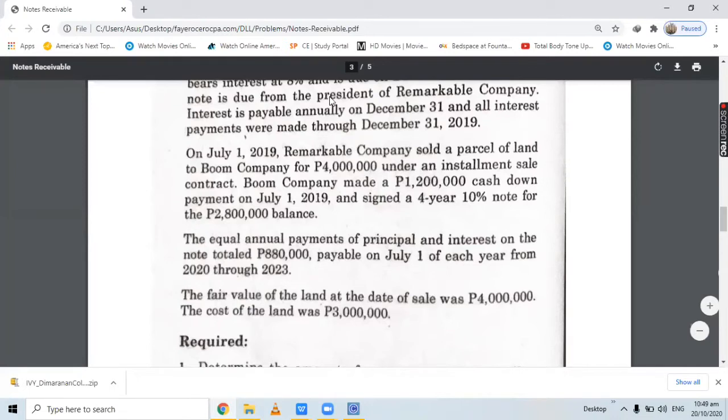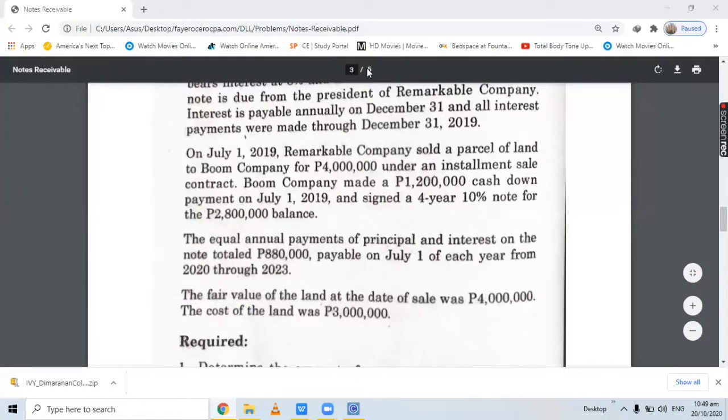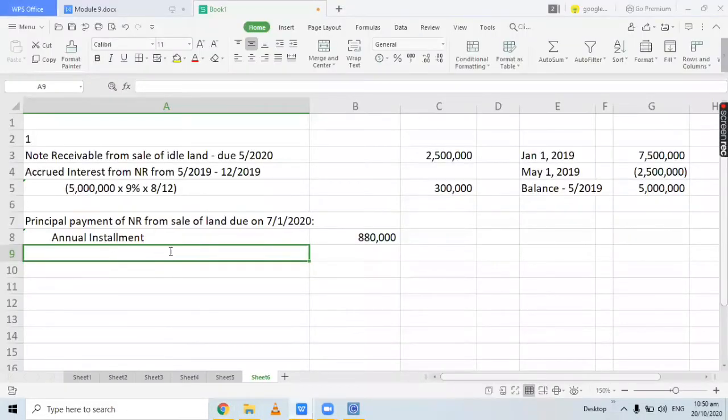Kasi sabi dun sa problem, the 880 includes interest on the note as well. So to get just the principal, ito gagawin natin. Tanggalin natin yung interest from July 1, 2019 to July 1, 2020.